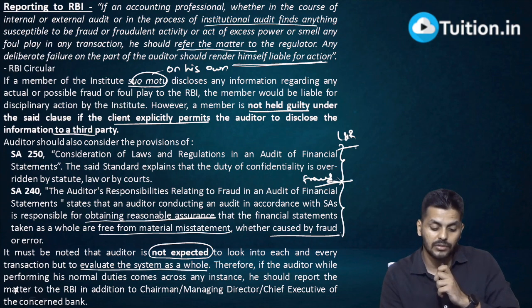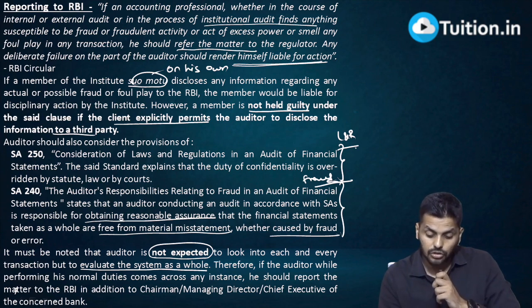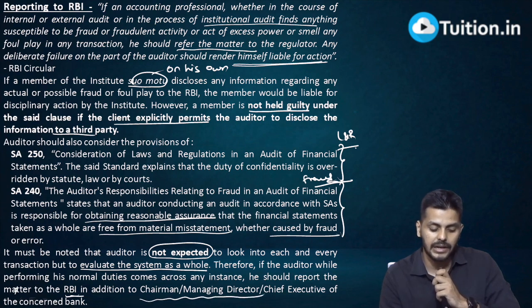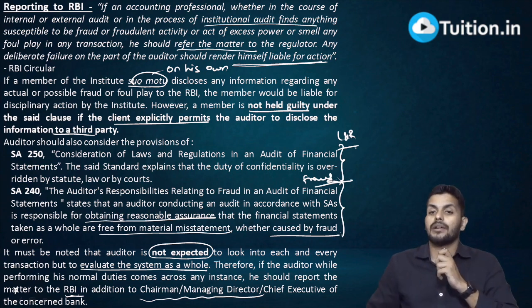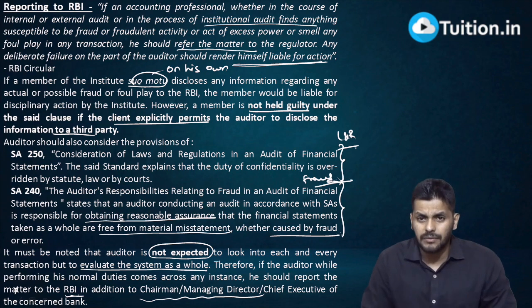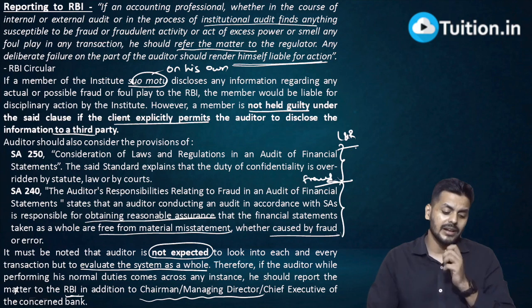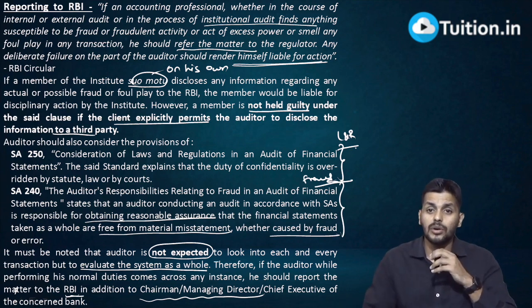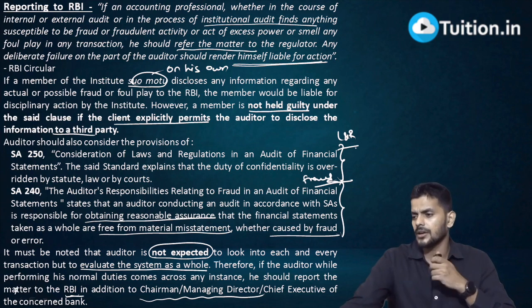Therefore, if the auditor, while performing his normal duties, comes across any instance, he should report the matter to RBI, in addition to the chairman, managing director and CEO of the concerned bank. So apart from telling them, you know this, normally also we inform the TCWG, right? So that is exactly why here also you're supposed to inform RBI, which is playing the role of governance. Okay, clear all these points.